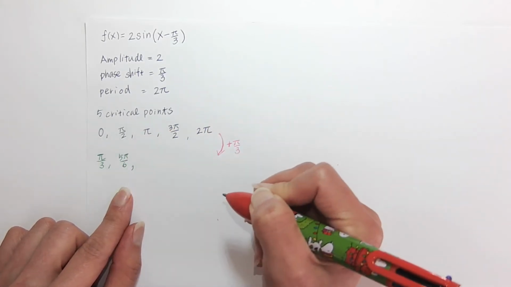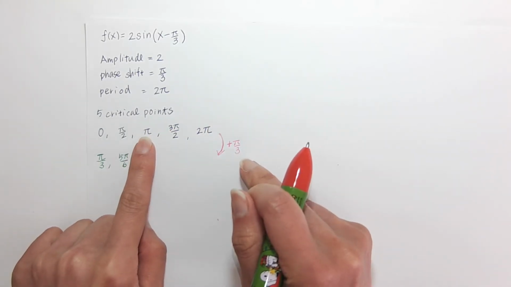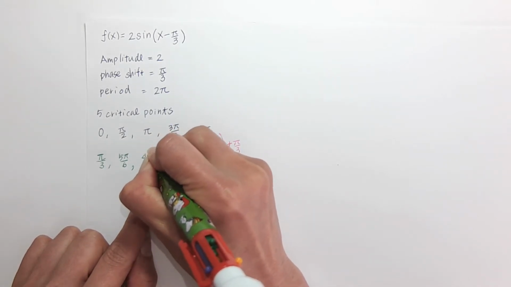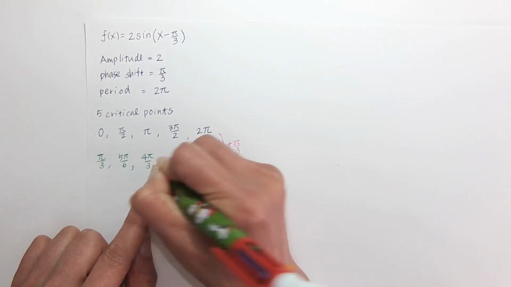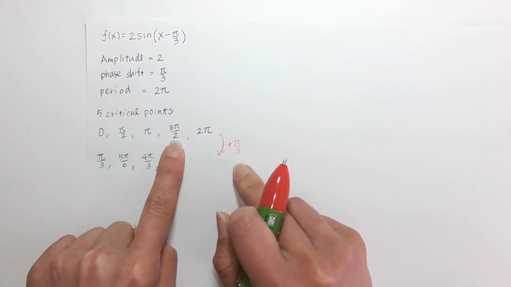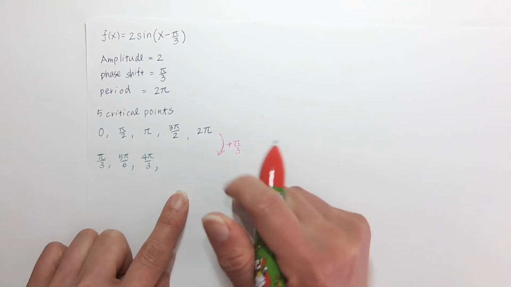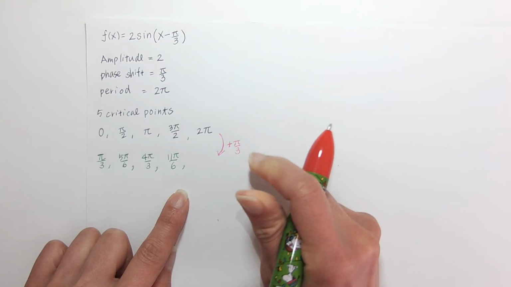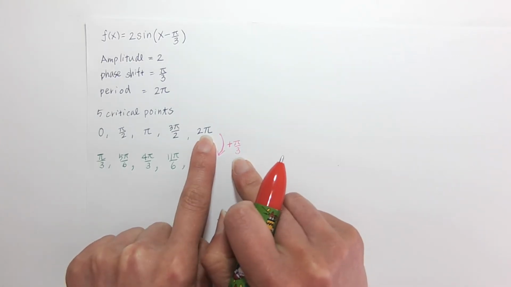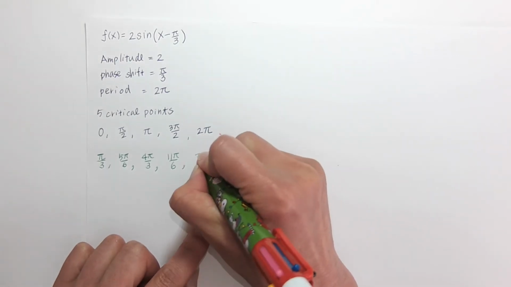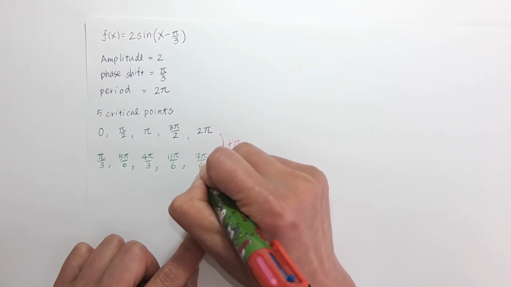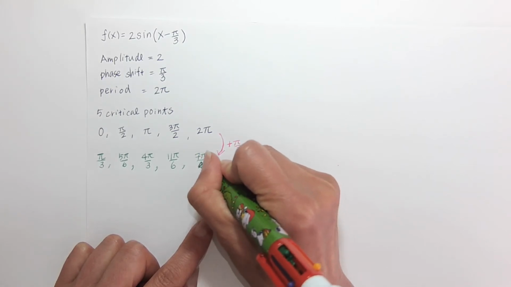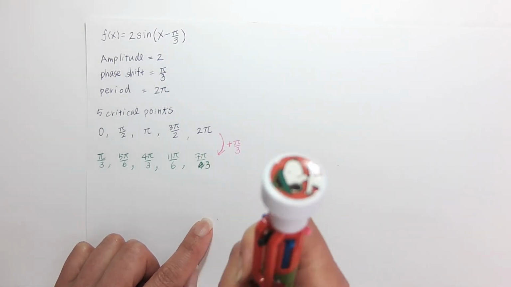Make sure you get a common denominator when you add your fractions. Next up, we have pi plus pi over 3, which gives us 4 pi over 3. Again, you need to get common denominators for these. Next up, we have 3 pi over 2 plus pi over 3, which gives us 11 pi over 6. And lastly, we have 2 pi plus pi over 3, which gives us 7 pi over 3.